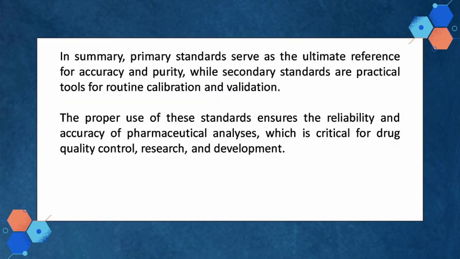In summary, primary standards serve as the ultimate reference for accuracy and purity, while secondary standards are practical tools for routine calibration and validation. The proper use of these standards ensures the reliability and accuracy of pharmaceutical analyses, which is critical for drug quality control, research, and development.